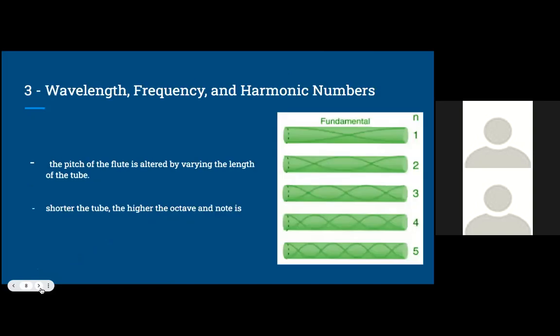Lastly, as explained in the OpenStax textbook, a flute is an example of a resonance in a tube that's open on both ends. It has an antinode on each end, allowing air molecules to move freely. As mentioned before, the pitch of the flute is altered by varying the length of the tube by opening and closing finger holes. The shorter the tube, the higher the octave of the note. In addition, it is important to note that the fundamental frequency, which has a wavelength twice as long as the flute, corresponds to the lowest note on the flute.